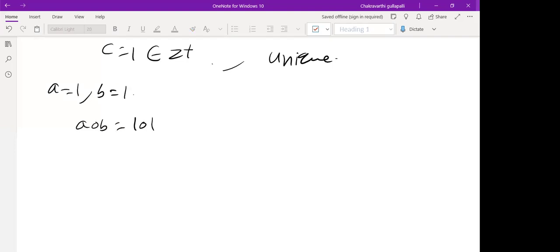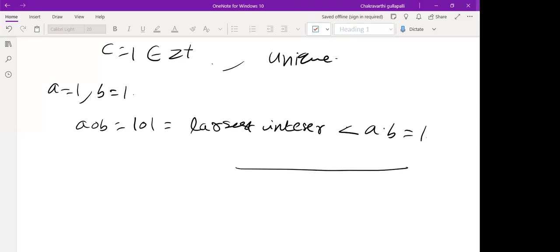The largest integer less than the product A into B. A into B is 1. What is the largest integer less than 1? Less than 1, what are all the integers? 0, minus 1, minus 2, and so on.